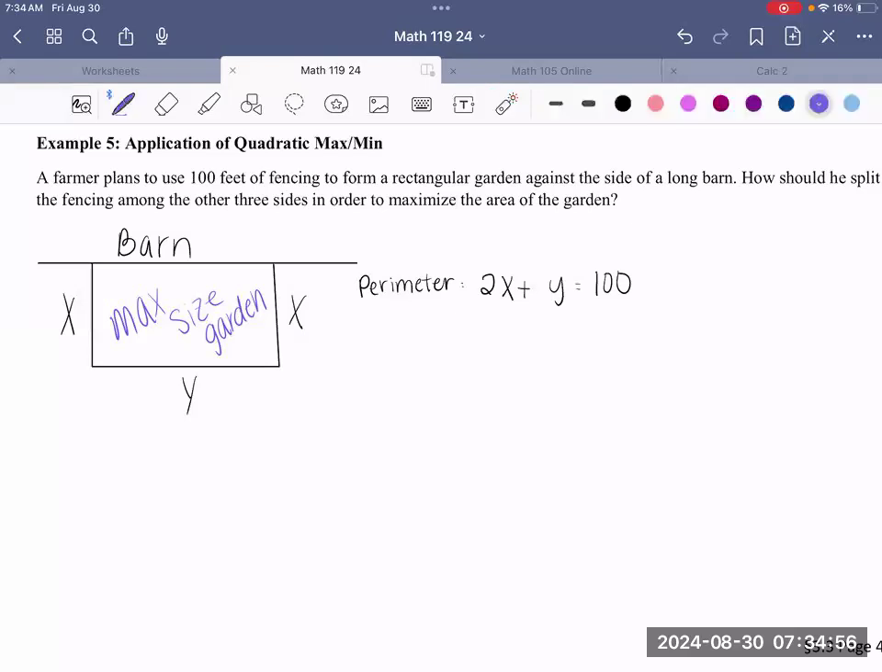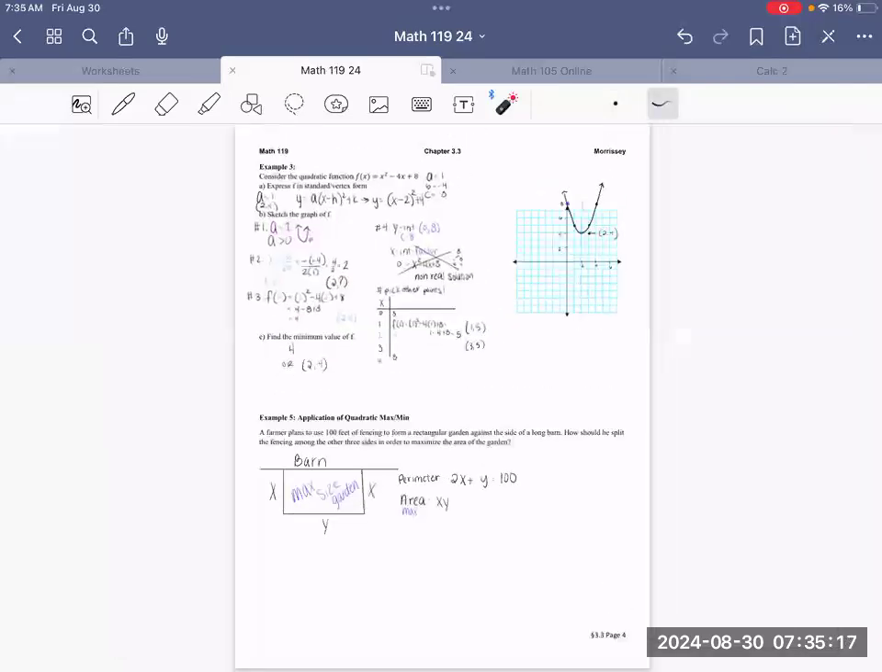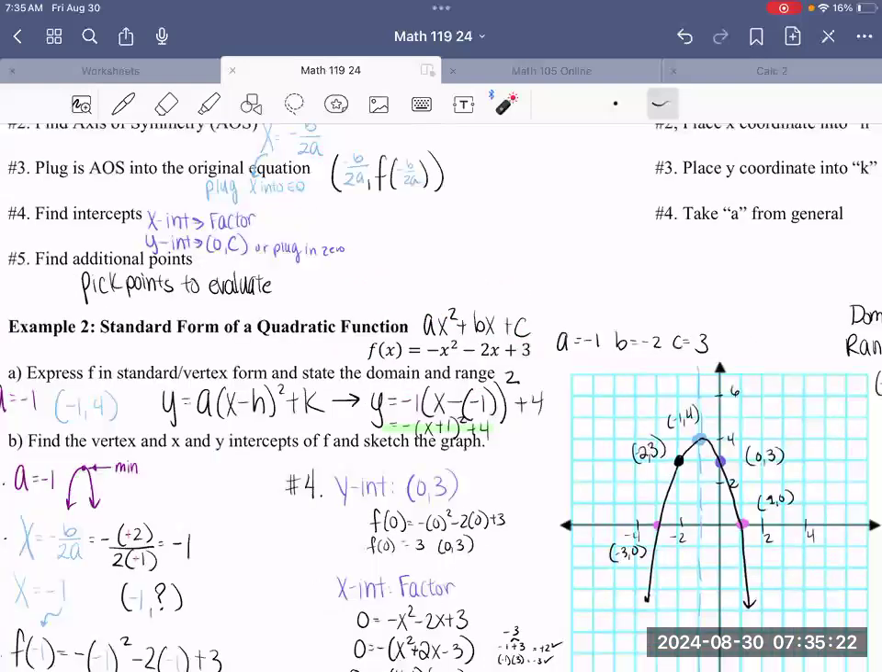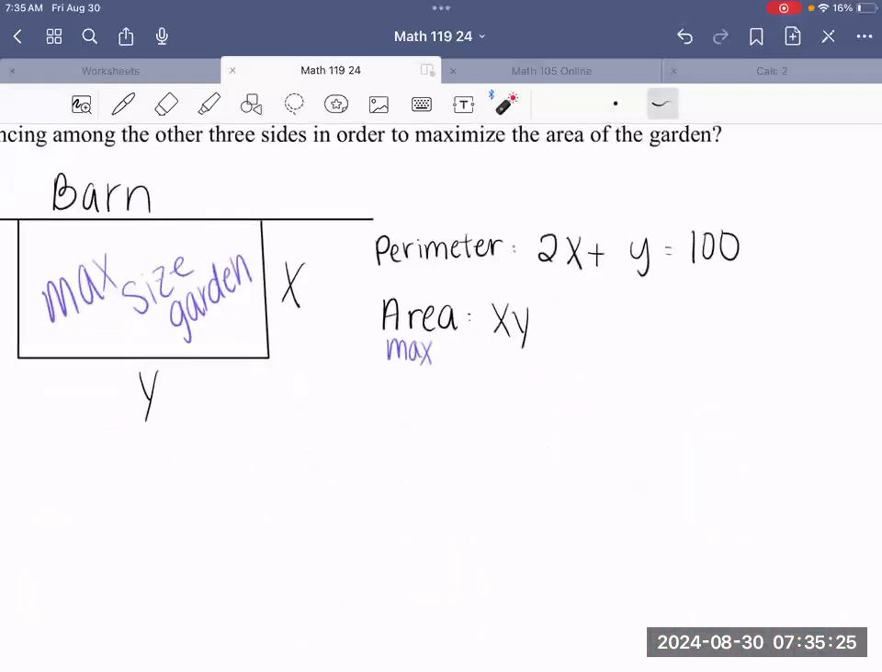If we're looking at the maximum size of the garden, the maximum area, well, area is equal to x times y, your length times your width. If this is what we want to maximize, that just means your equation, like f of x, has to be in terms of that area. But right now we have 2 variables, and we can't have 2 variables at this point. To maximize, we're finding the vertex, so let's get it down into 1 variable.